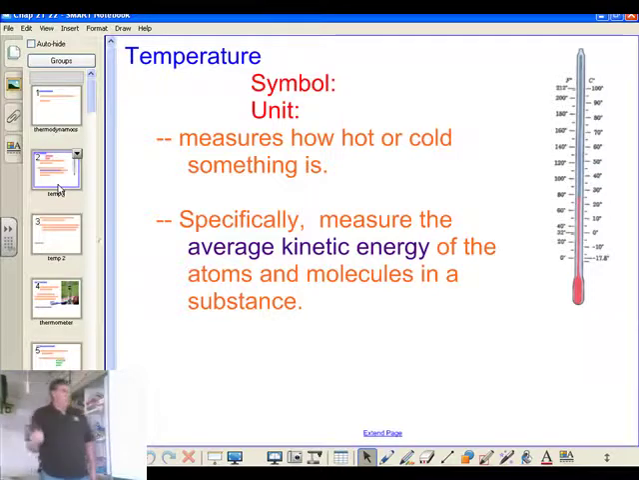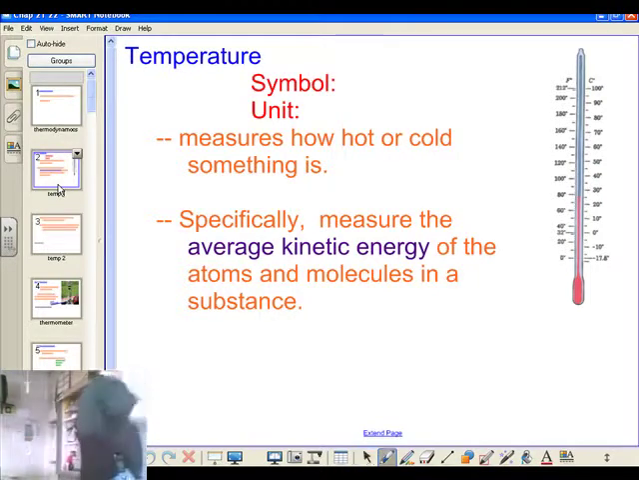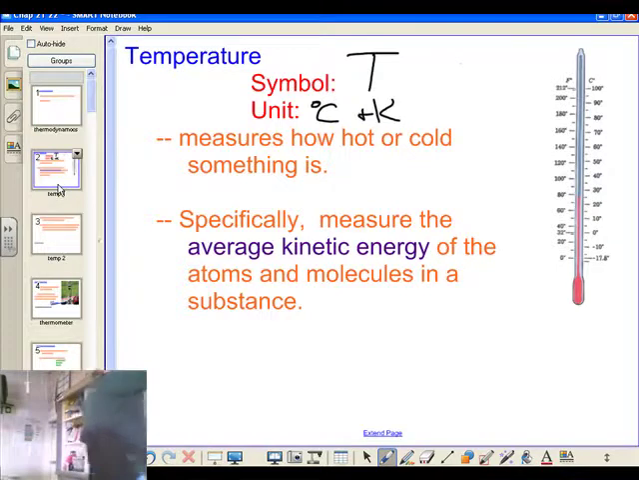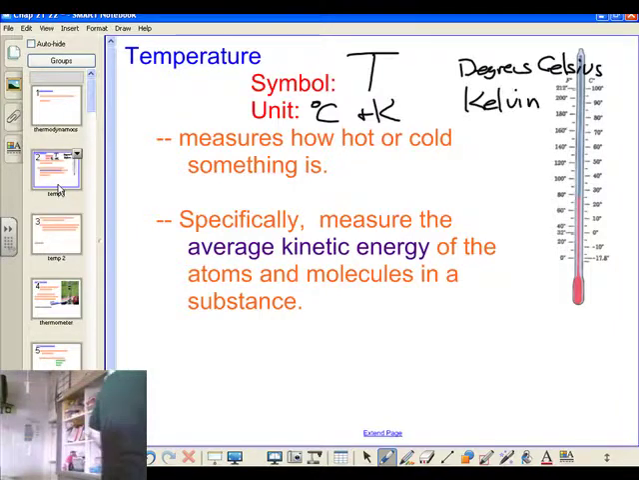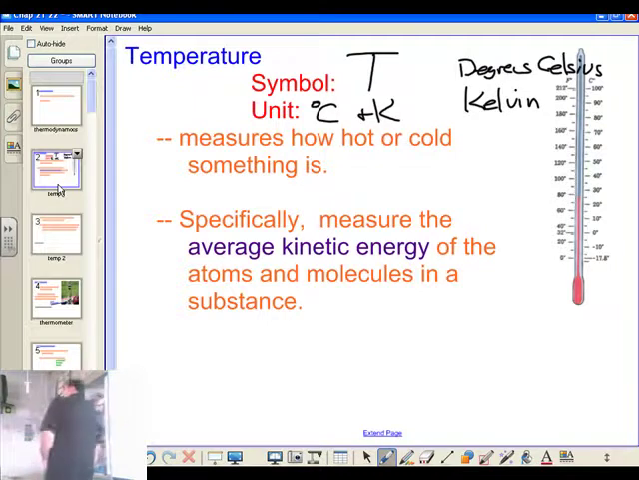Our symbol for temperature is a capital T. Now, the units we're going to see are degrees Celsius and Kelvin. These are the two scales that we use in here, although we are going to talk about Fahrenheit.